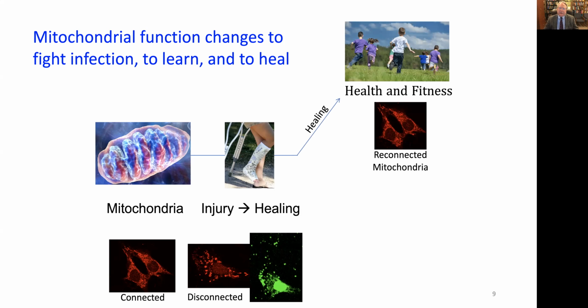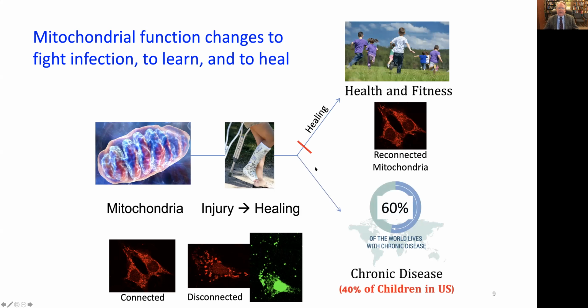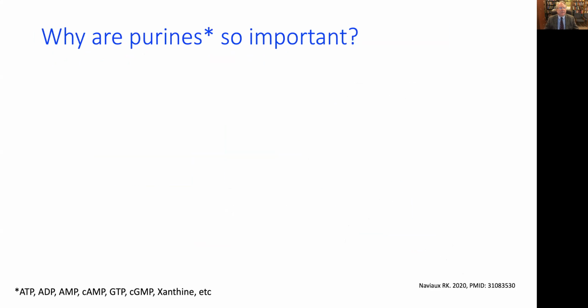But what happens if there's a block to the healing process? Well, that can lead to a repeating cycle of cellular defense that can lead to chronic illness in 60% of adults, and now in the US 40% of children live with some kind of chronic illness.